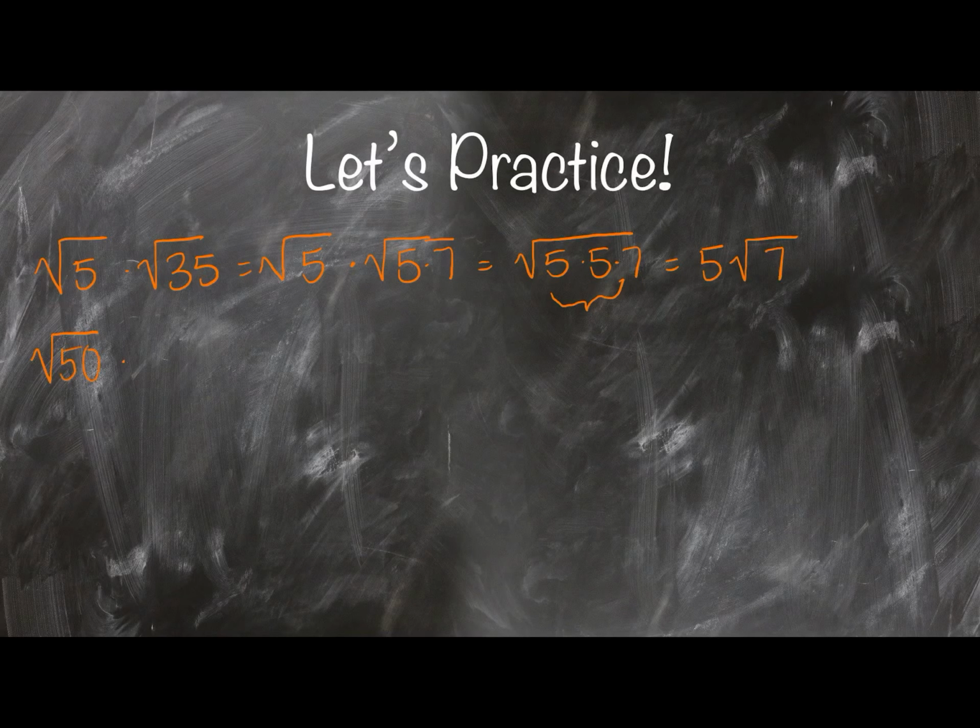Let's try the square root of 50 times the square root of 32. Why don't you go ahead and pause the video and try this one. Simplify first, then multiply together, then see if you can simplify any more. All right, hopefully you've worked this one through. Let's see what the answer is.